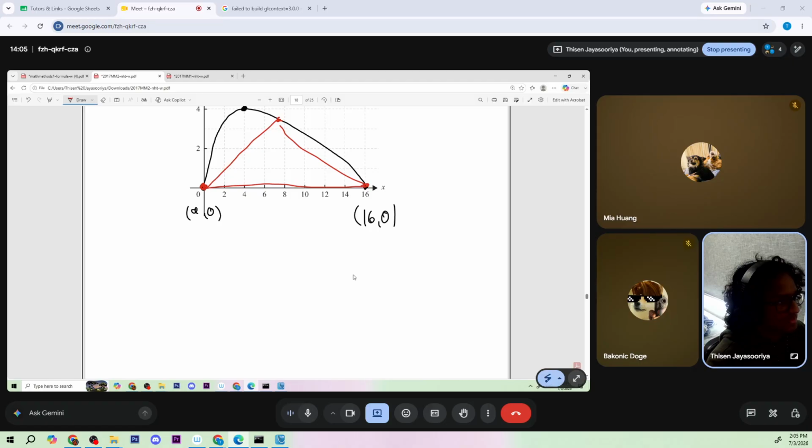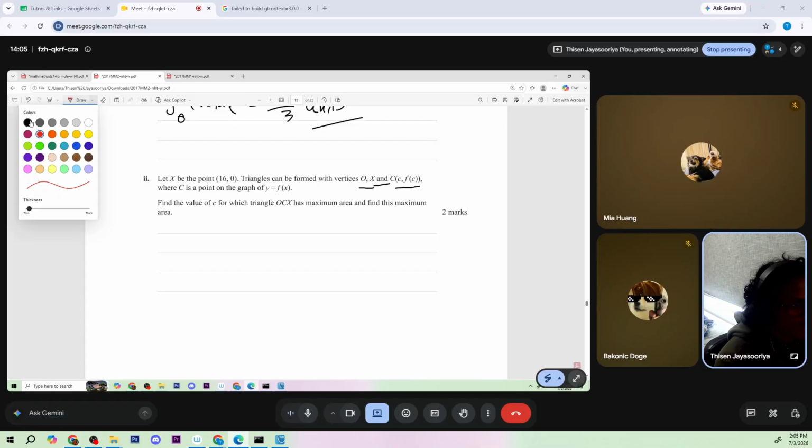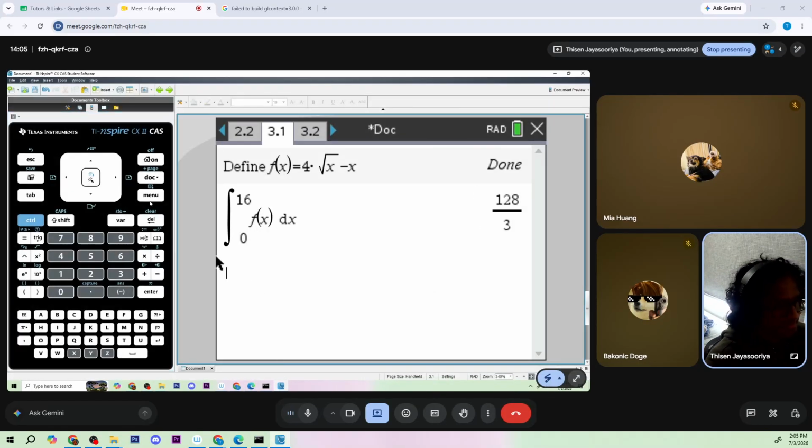Here it has a base of 16, a height of f of c. Yeah. So here, what we can do is we can use our triangle formula. We can do the area equals a half times the base, which is 16, times the height, which is f of c, yeah? And then to find the maximum, I can differentiate.